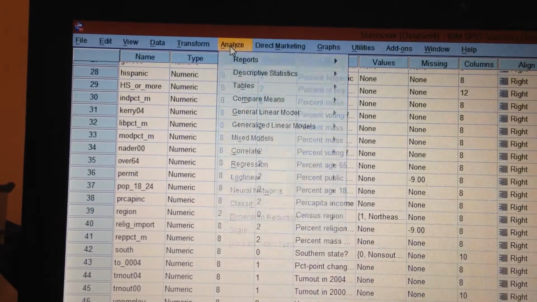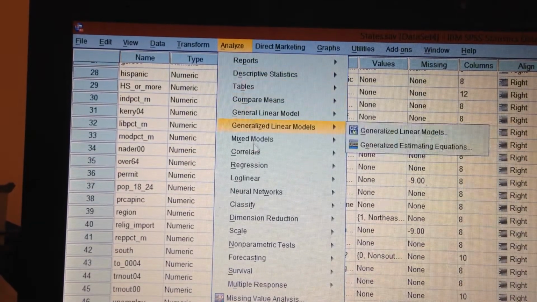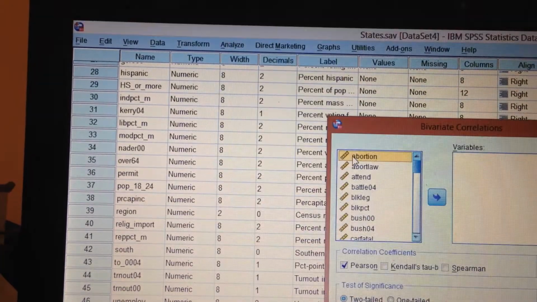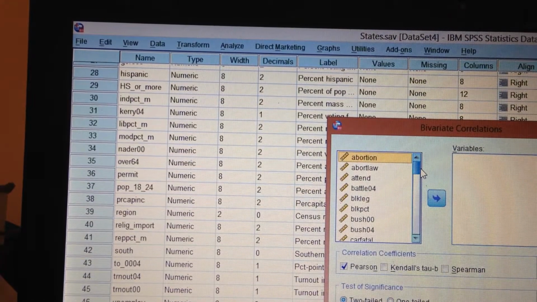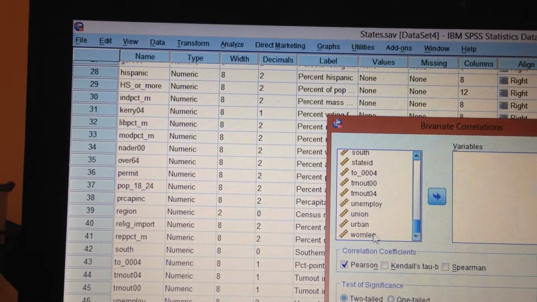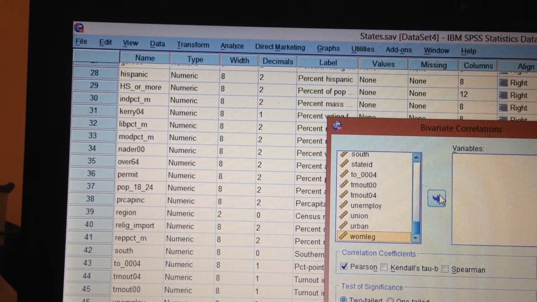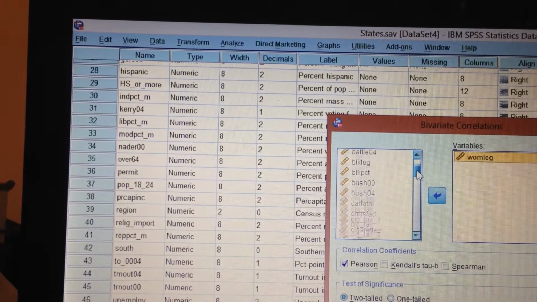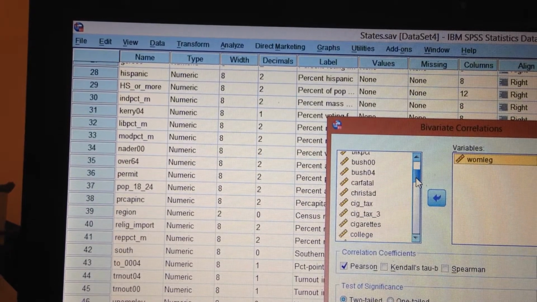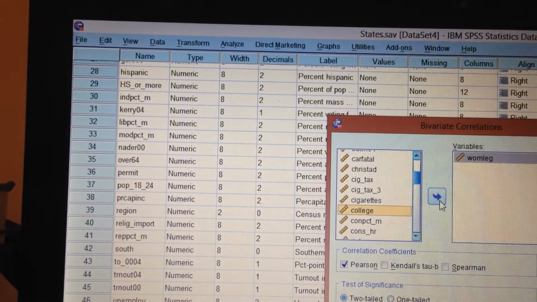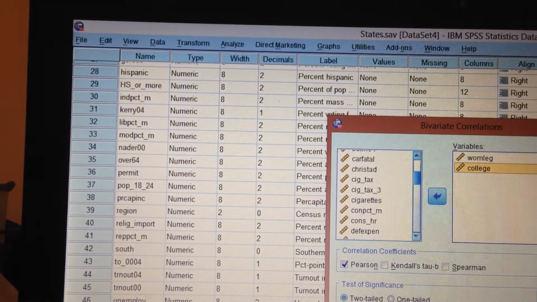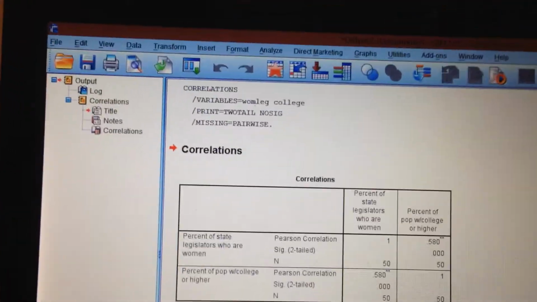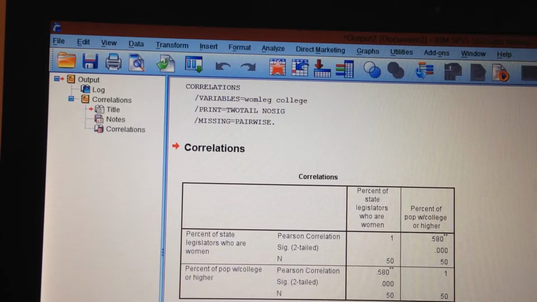We're going to go up to Analyze. We're going to go down to Correlate. And we're going to go to Bivariate. Always bivariate correlations. All right? Now, in this, I'm going to have women's legislators and I'm going to have college. You don't need to mess with anything over here. You just go ahead and you hit OK. Hey, look at this. You should get a table here.